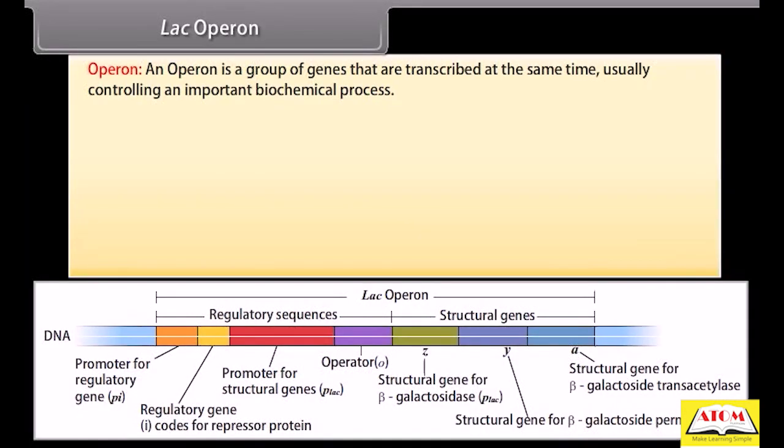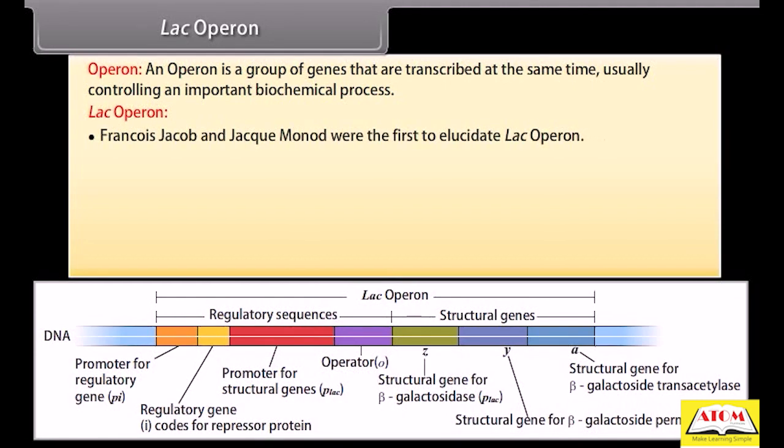Lac operon. An operon is a group of genes that are transcribed at the same time, usually controlling an important biochemical process. Francois Jacob and Jacques Monod were the first to elucidate lac operon. It is the operon which controls lactose metabolism.